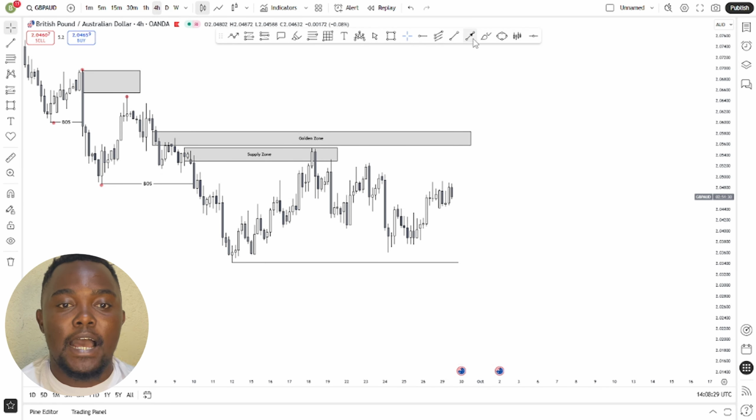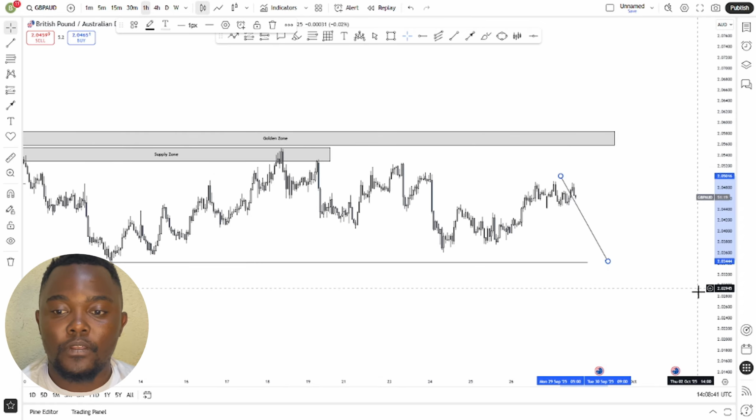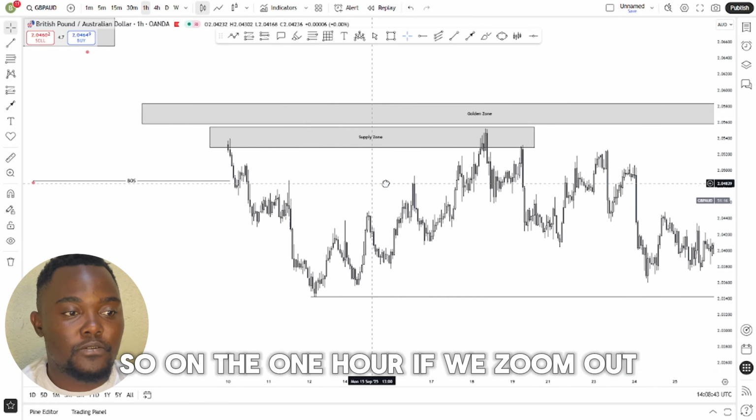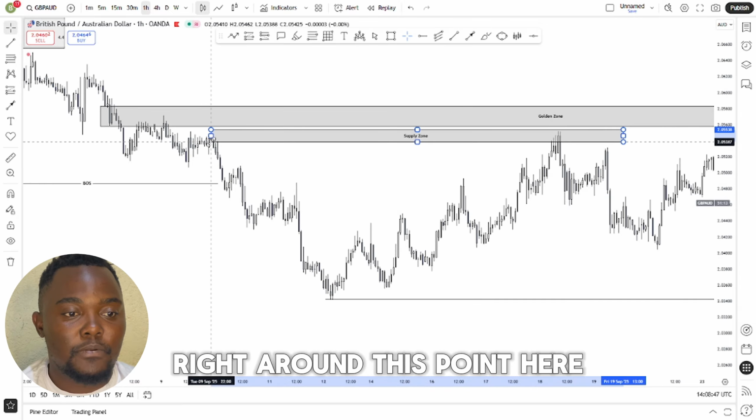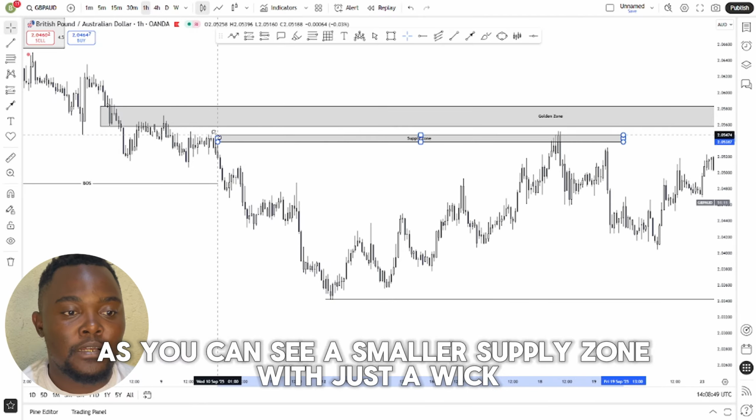So let's just look at the 1 hour time frame. So the 1 hour, let's just check. On the 1 hour, if we zoom out, there is an area of interest right around this point here. As you can see, a smaller supply zone with just a wick.